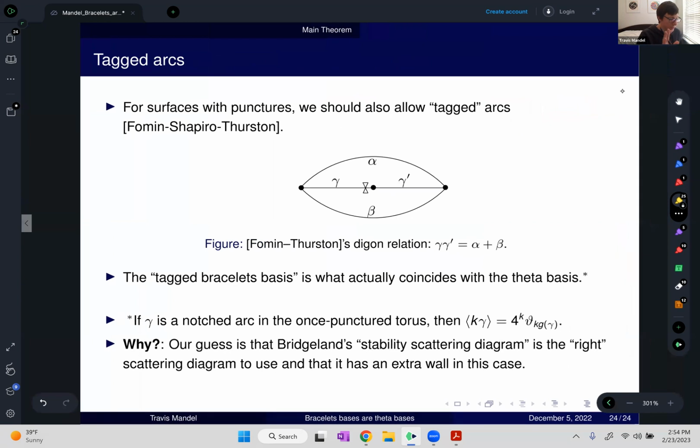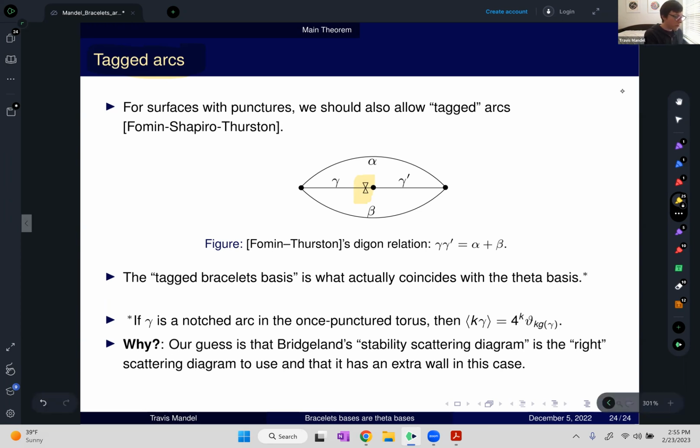And then last comment, and I promise I'll stop. So there's one lie I've been telling, one thing I've been brushing over. When your surface has punctures, if you really want to get the full theta basis, you actually have to also consider tagged arcs. So a tagged arc, basically it's an arc where at punctures you're allowed to draw this little hourglass to show that it's tagged or notched there.